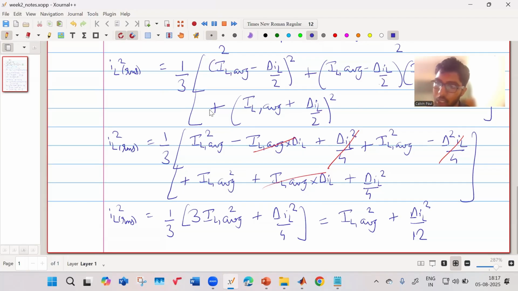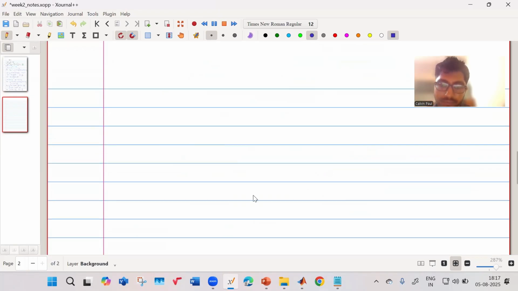Similarly, the output capacitor voltage also will have some ripple. You can derive that as well.